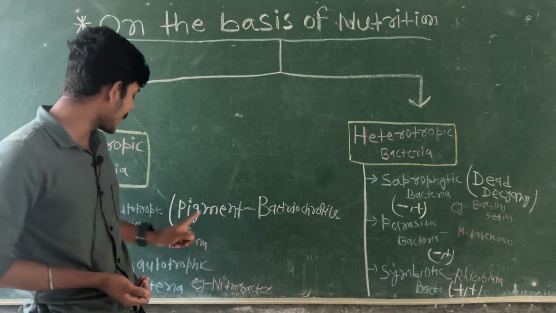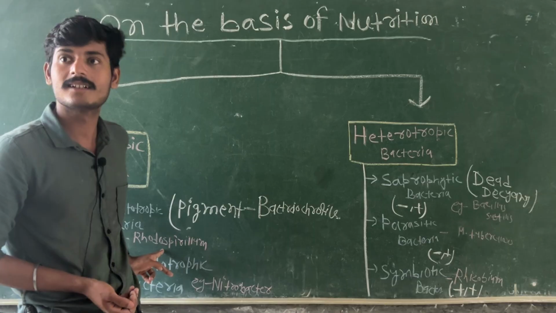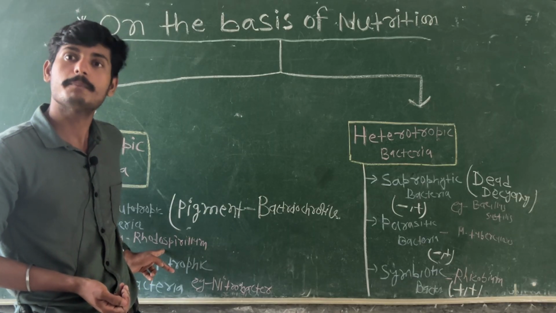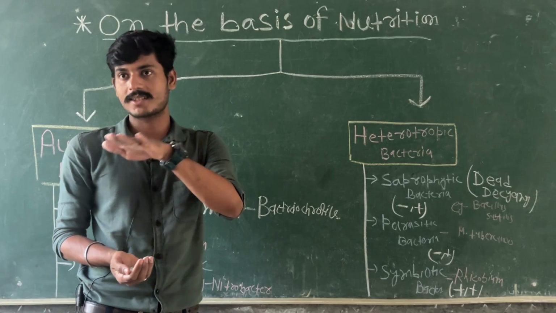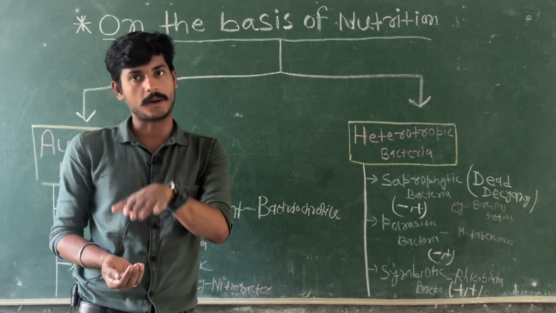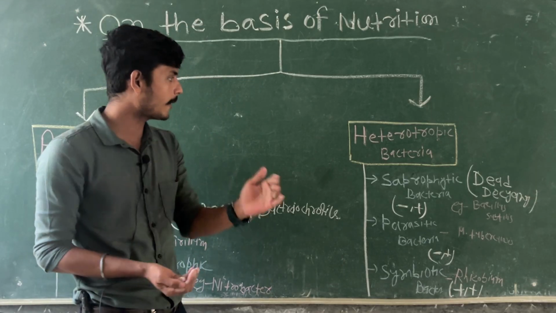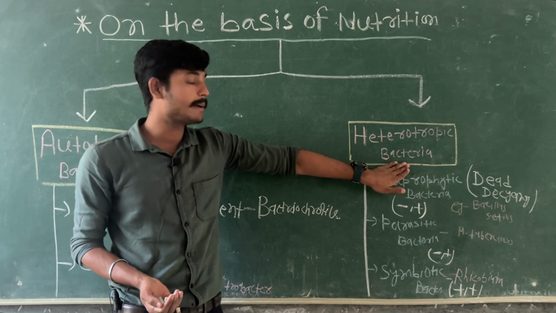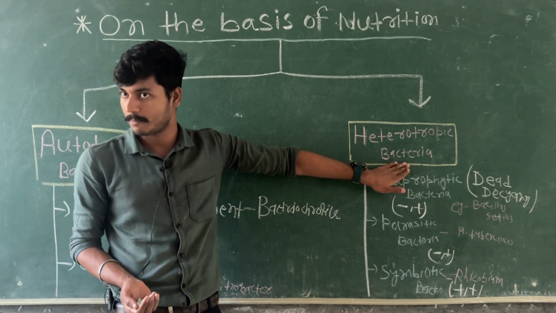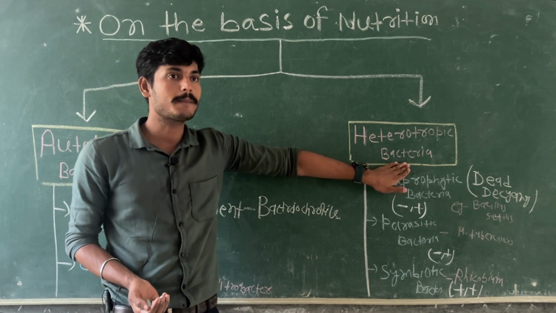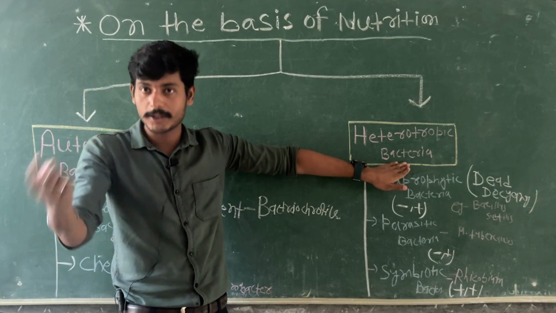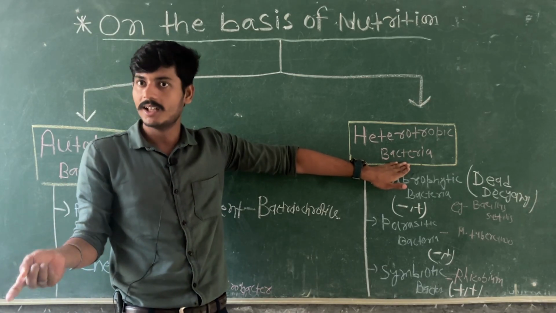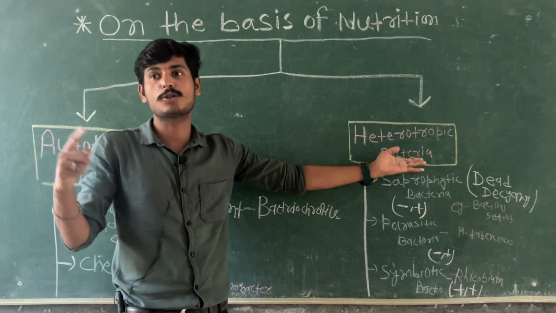This Nitrobacter as well as the Rhodospirillum, they are ecologically important bacteria because they are helping our ecological system to function properly. Now, another category of the bacteria we have is heterotrophic bacteria, and heterotrophic bacteria, they are not synthesizing their food by themselves. They are dependent on someone or something. Fine. So that's why they are called the heterotrophic bacteria.